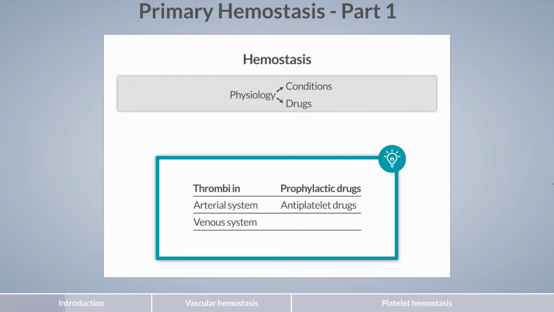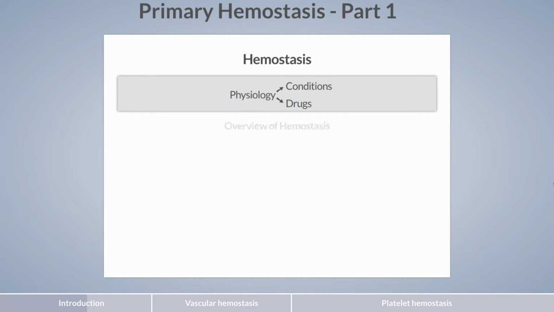Platelets are also present in the venous system, however, they play a minor role. The predominant feature of the venous system is the relatively slow blood flow rate, which poses a risk to spontaneous fibrin thrombus formation. Therefore, venous thrombosis is best treated using anticoagulants such as coumarin. Let's start with a concise overview of hemostasis.